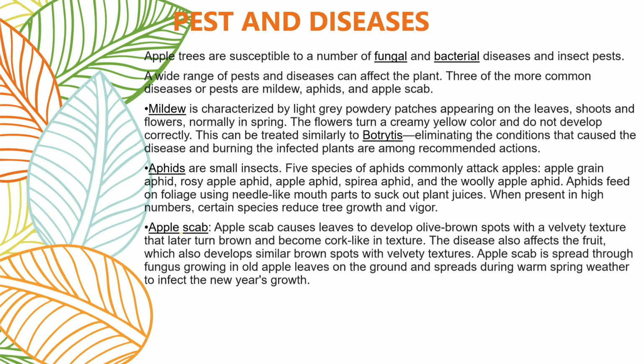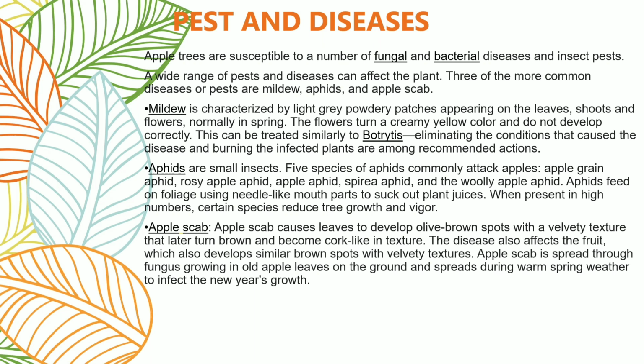Aphids are small insects. 5 species of aphids commonly attack apples: apple grain aphid, rosy apple aphid, apple aphid, spirea aphid, and the woolly apple aphid. Aphids feed on foliage using needle-like mouthparts to suck out the plant juices. When present in high numbers, certain species reduce tree growth and vigor.